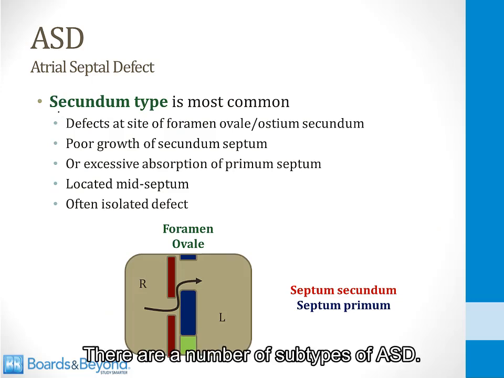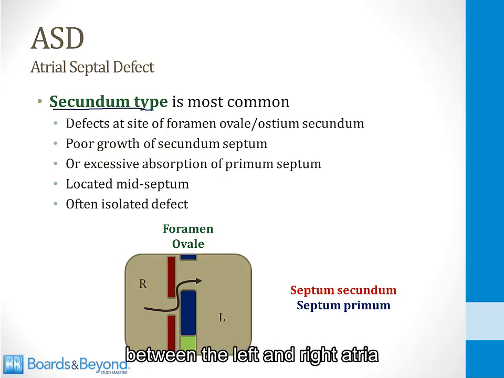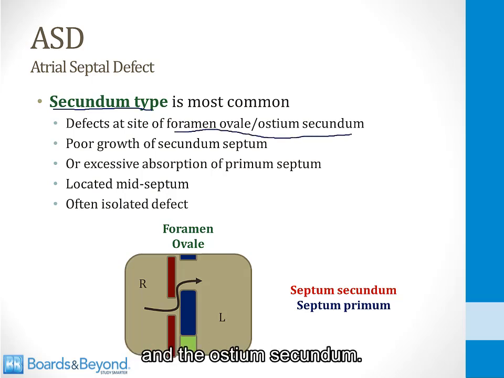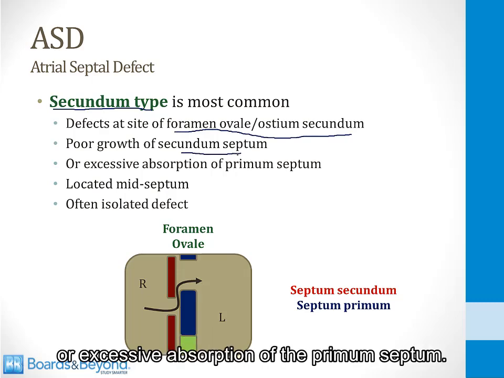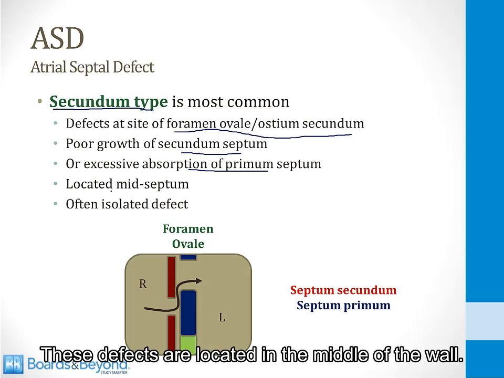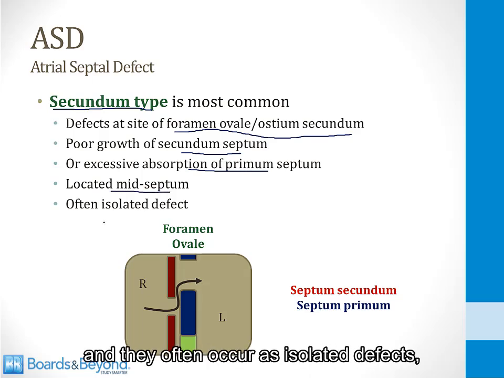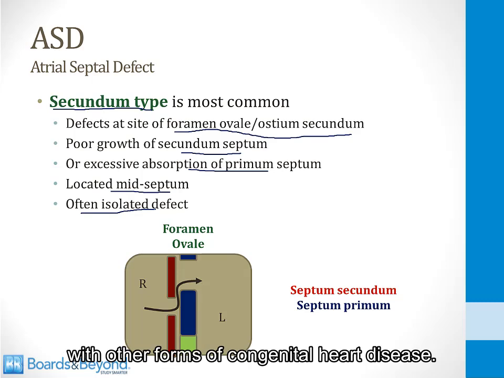There are a number of subtypes of ASDs. The most common subtype is called the secundum type. This is a defect in the wall between the left and right atria at the site of the foramen ovale and the ostium secundum. It's caused by either poor growth of the secundum septum or excessive absorption of the primum septum. I'll explain what I mean by this in a minute. These defects are located in the middle of the wall. In other words, they are mid-septum, and they often occur as isolated defects, meaning they do not generally occur in conjunction with other forms of congenital heart disease.